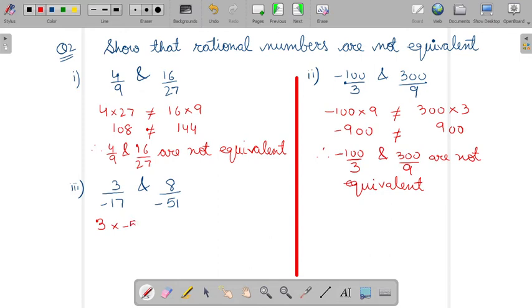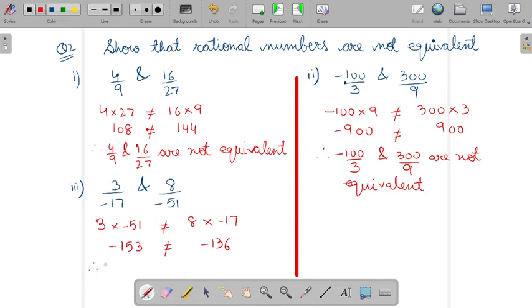Similarly, in the third part, again do the cross multiplication. 3 multiply minus 51 and here 8 multiply minus 17. Make sure that you do the cross multiplication. So, 3 multiply minus 51 would be minus 153. And in the same way, 8 multiply minus 17 is coming as minus 136. So, again it is not equal. Don't forget to put the not equal sign.